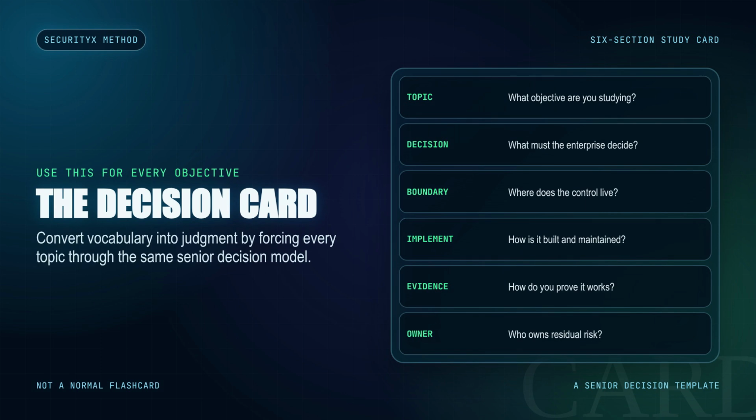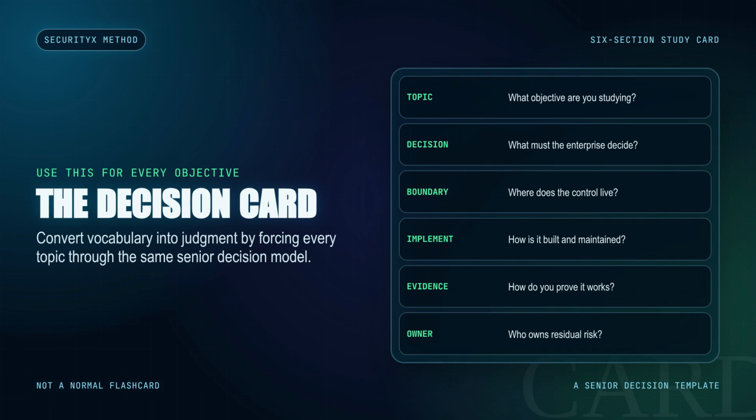Here's the study tool for this series. For each objective, create a SecurityX decision card, not a normal flashcard. A decision card has 6 sections. 1. The objective topic. 2. The enterprise decision. 3. The architecture boundary. 4. The implementation and automation path. 5. The telemetry, evidence, and validation. 6. The residual risk and ownership. This converts the objective from vocabulary into judgment.